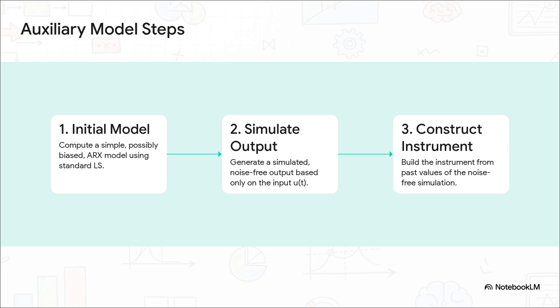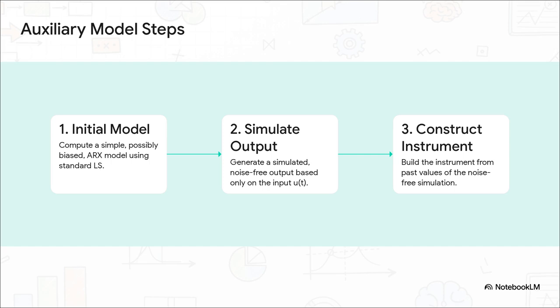You can think of this as the output our system would have produced if there was zero noise. And then third, we construct our final instrument vector using past values of this clean simulated data. The result is a perfect instrument that is highly correlated with our real system, but by its very construction is completely uncorrelated with the real system's noise.